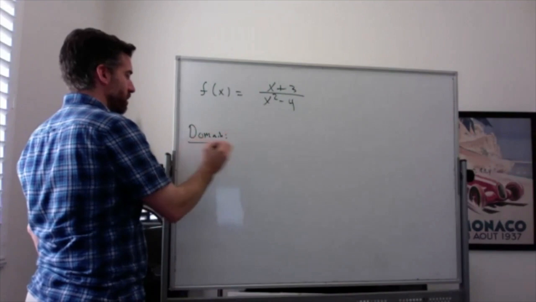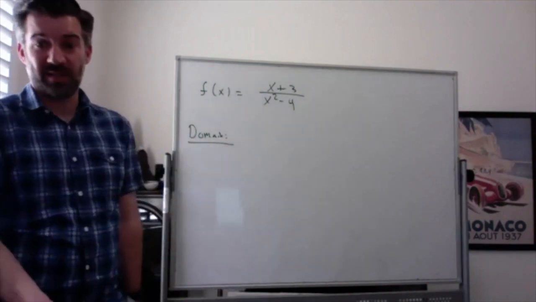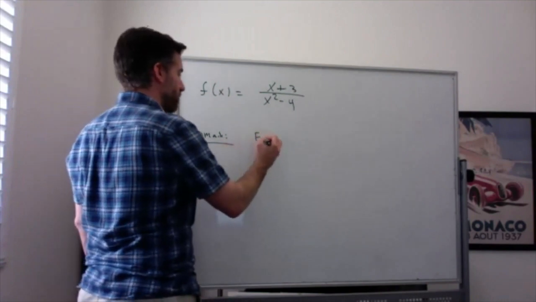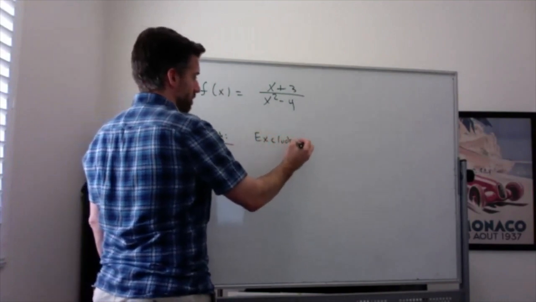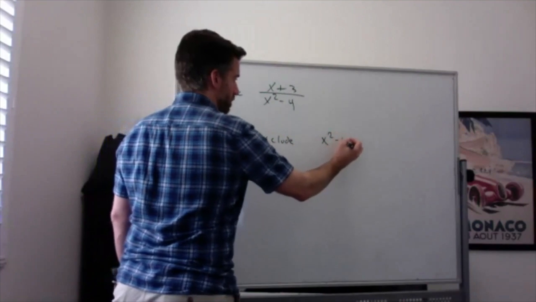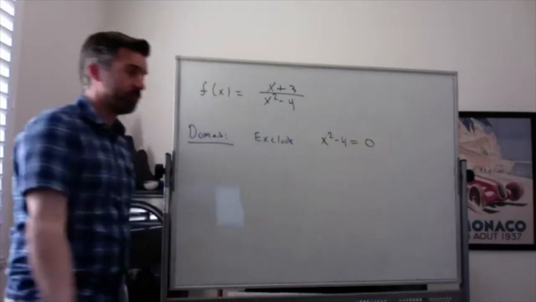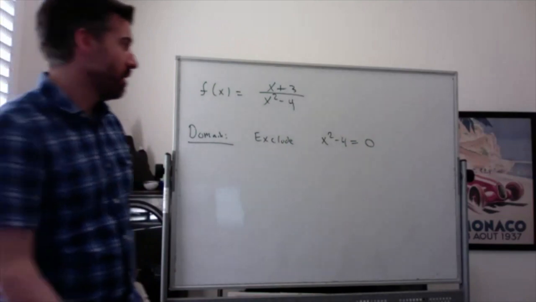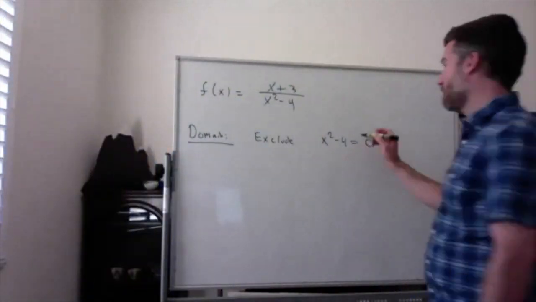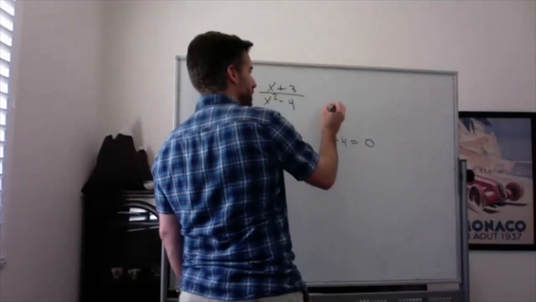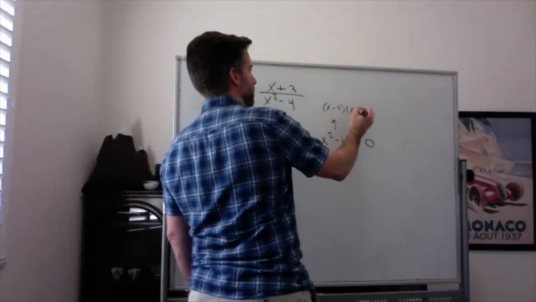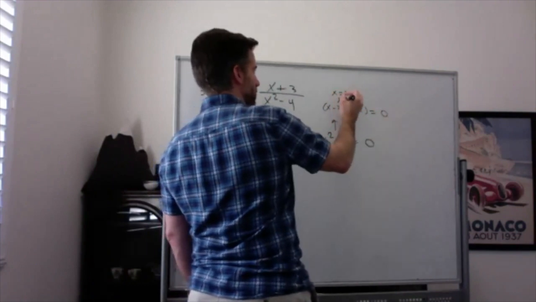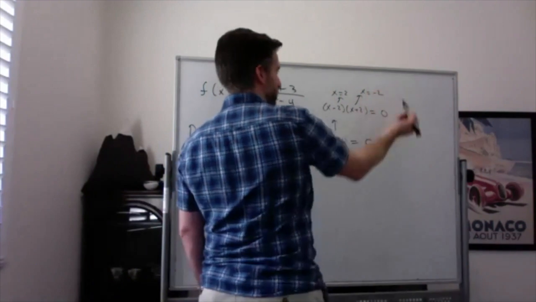In this case, the thing we have to be concerned about is possible division by 0. So I want to exclude where the denominator is equal to 0. You might already see the solutions, and that's fine. There's a couple different ways to solve this. One way is you could just factor. This does factor as x minus 2 times x plus 2 equal to 0. So we get x equal to 2 and x equal to negative 2.